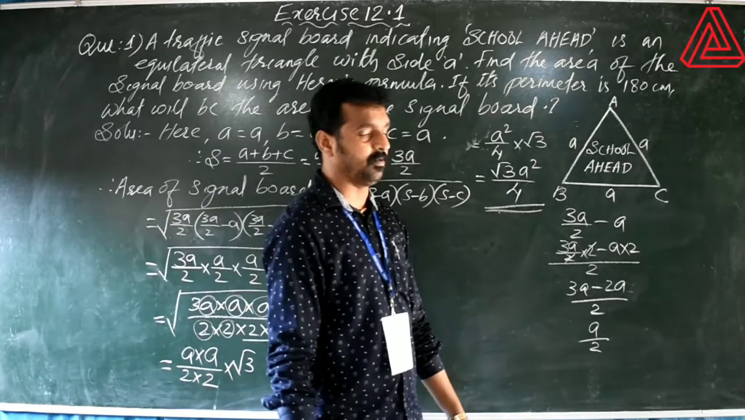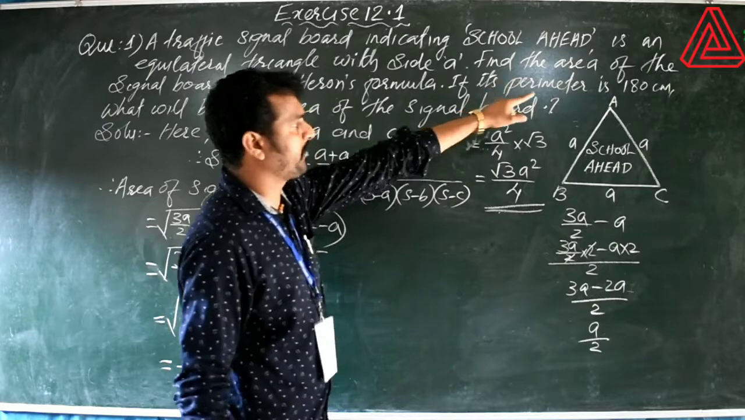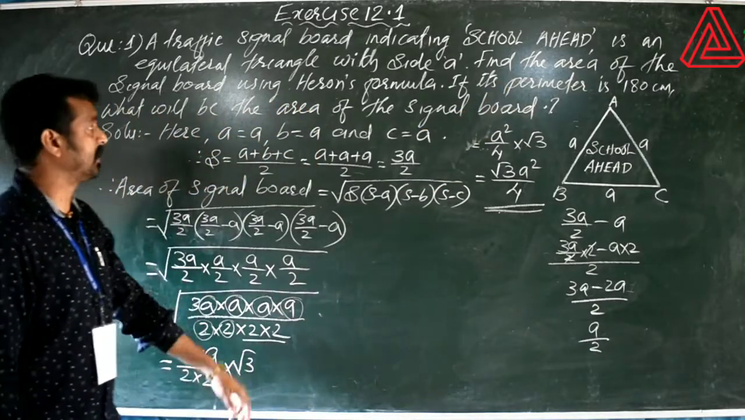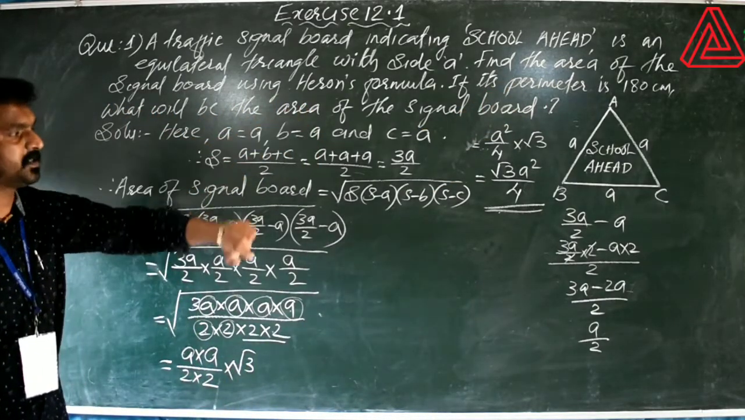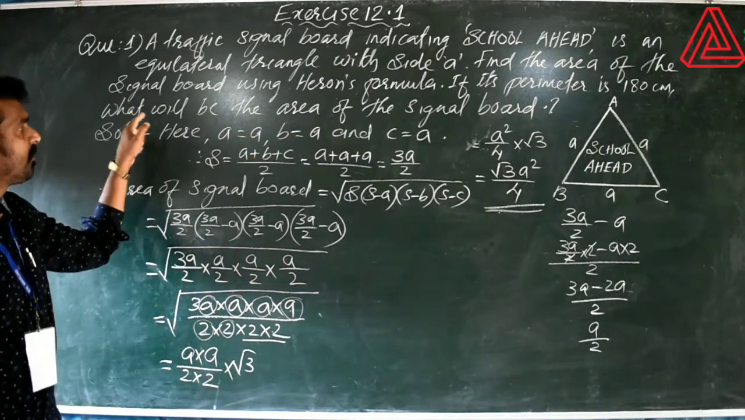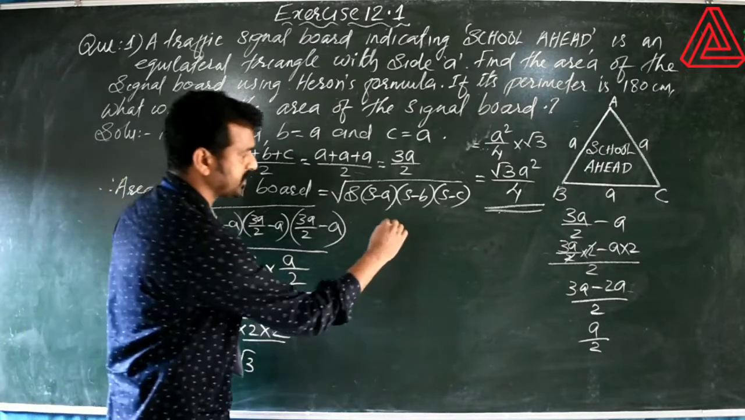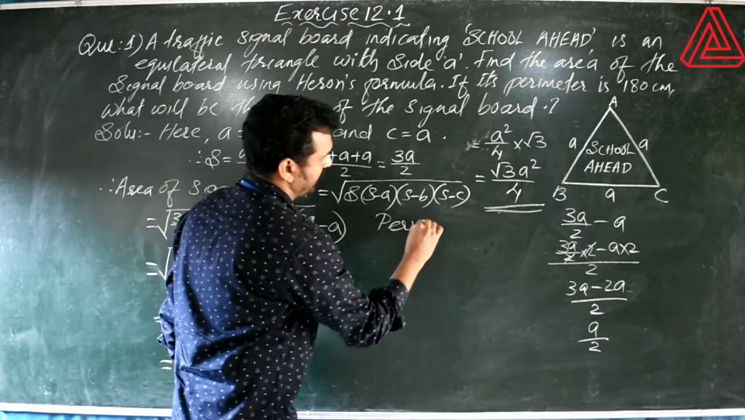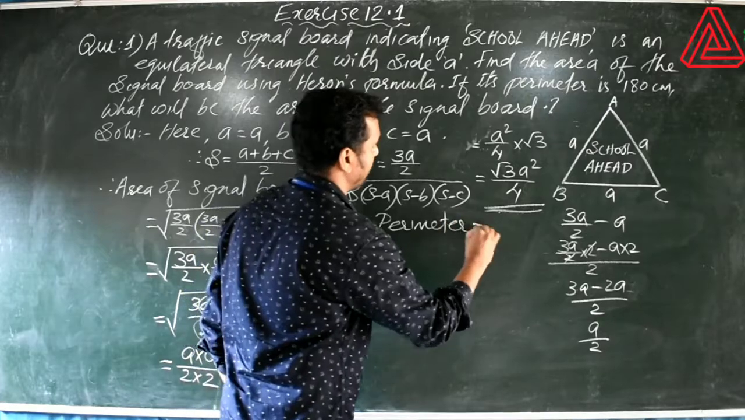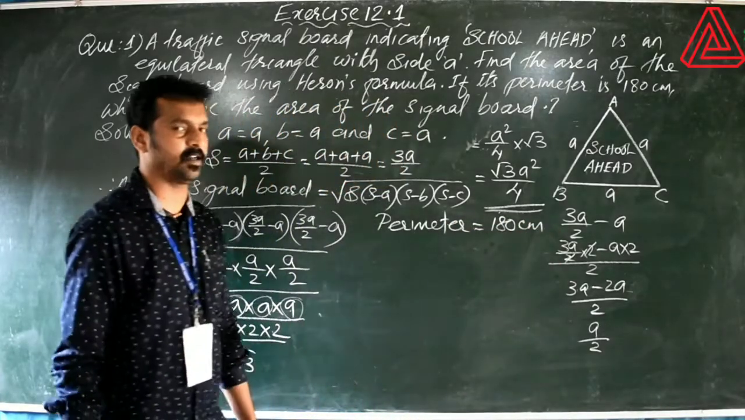Then now we will see the second question. What is the second question? If its perimeter is 180 centimeter, what will be the area of the signal board? Then the perimeter is given here. Perimeter is equal to, what is the value? 180 centimeter.